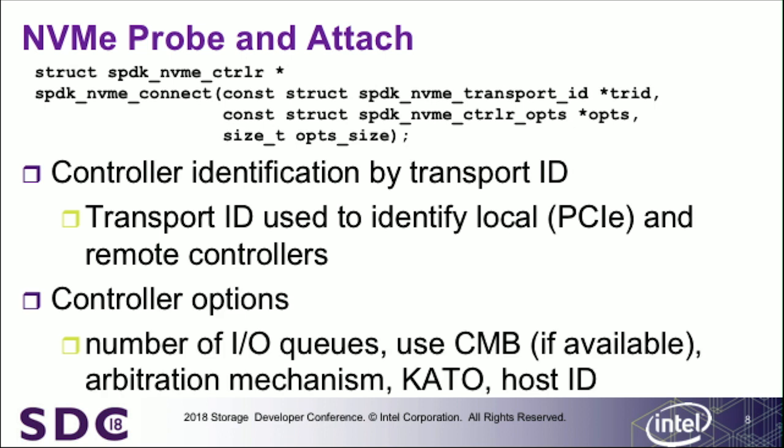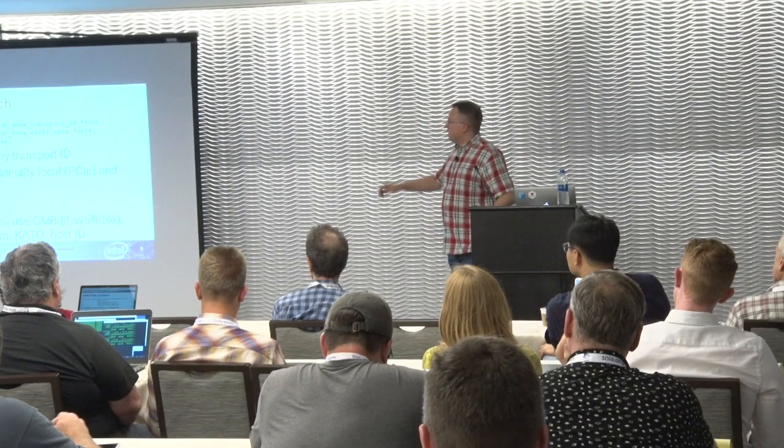And then there's controller options. This is one of the things where SPDK diverges a little bit from the kernel, since in this case, SPDK is going to be used for fairly dedicated appliances, in some cases for very unique implementations. There's a number of things that you can set up here. You can specify how many queues you want, controller memory buffer. These are fairly common, but you can also specify the arbitration mechanism. So if you have SSDs that support weighted round robin, this is how you can specify that. Keep alive timeout, host ID, et cetera. You can specify those options differently for every controller.